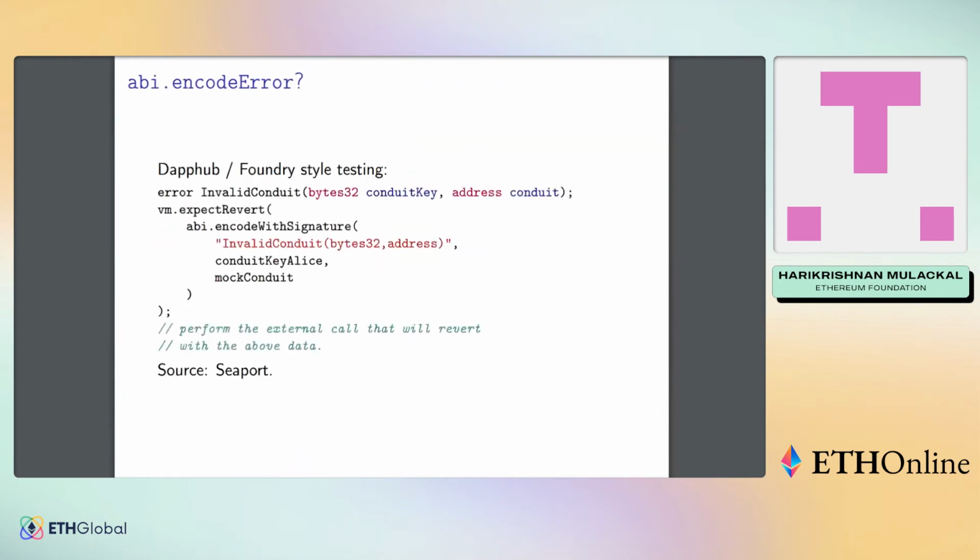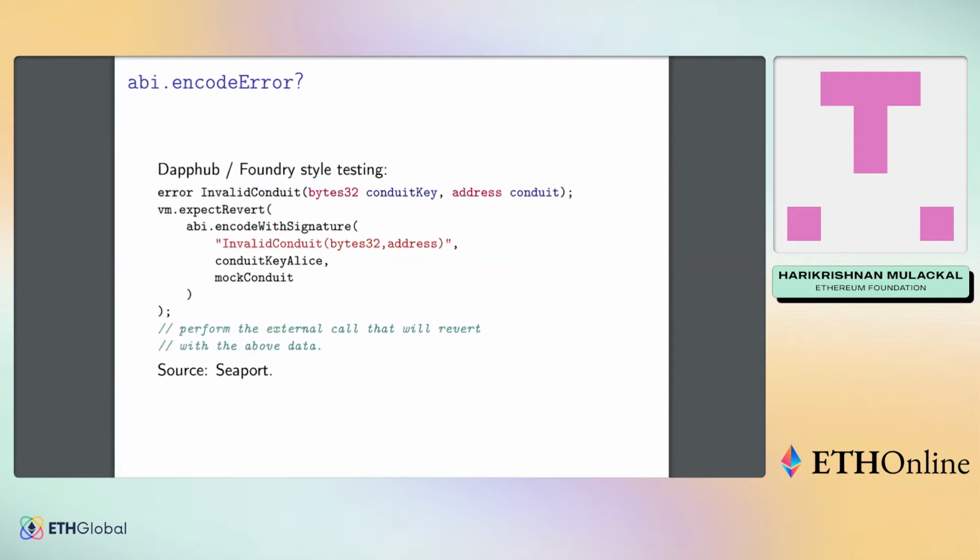Perfect. So what can we do next after we have abi.encodeError? As you might already know, in the last year or so, writing tests in Solidity has become incredibly popular because of DappHub and now Foundry. And this pattern comes up quite often: Foundry has this idea of expectRevert, where you want to make an external call and you expect the call to revert with some bytes.